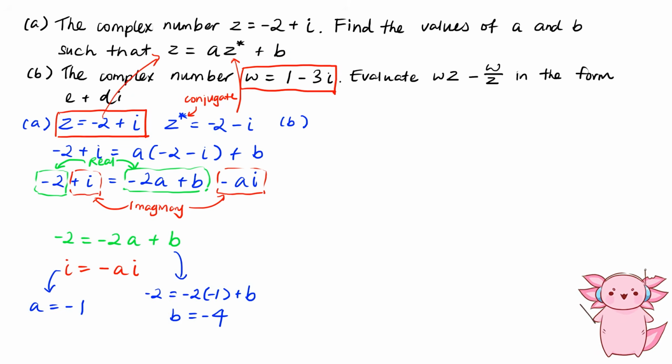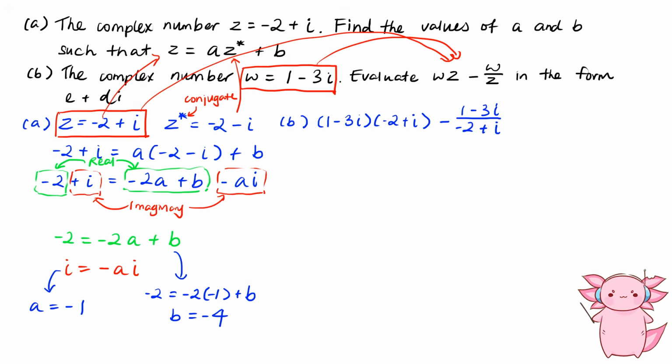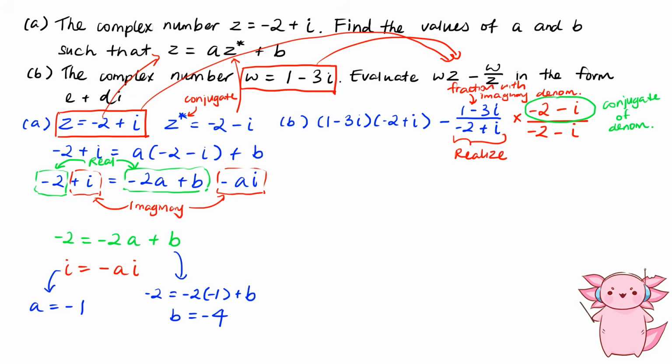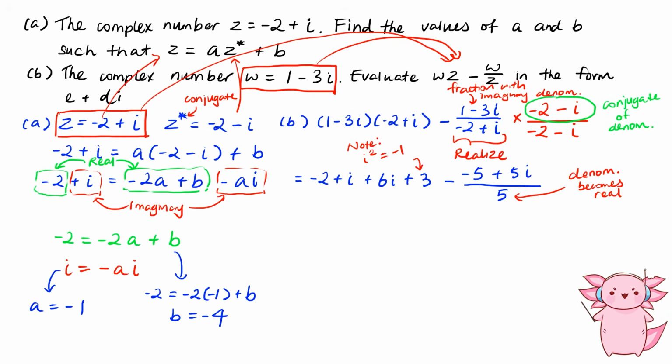For the next part, after subbing in the values of w and z, we notice that there's a fraction here. We have to realize this fraction, which is kind of like rationalization, where we want the denominator to become fully real, so we multiply the top and the bottom by its conjugate. After doing some simplification, we can get the final answer of 2 plus 6i.